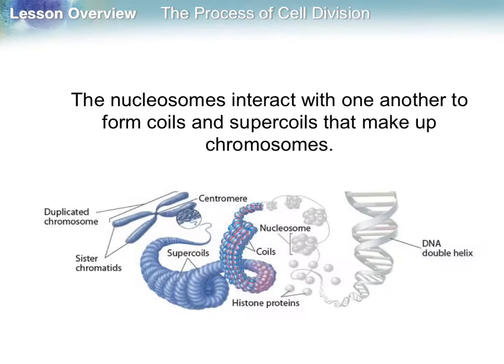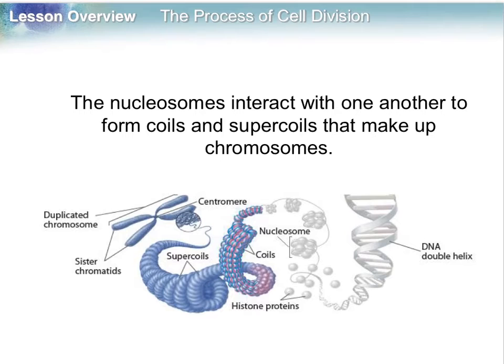These nucleosomes coil some more, and then those coils make more coils, and those coils coil some more, and they make what we call supercoils, and that coils up some more and makes the actual chromosome. So the chromosome is a coil upon a coil upon a coil, and it coils in a very regular, very unique pattern to keep the DNA from getting tangled up.